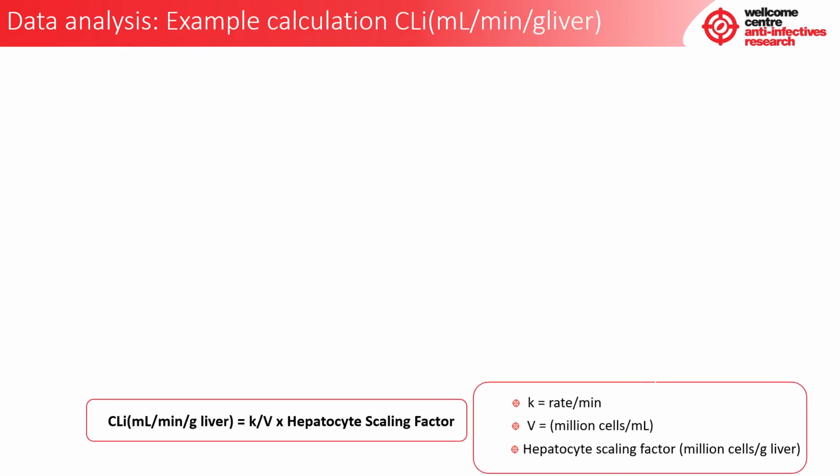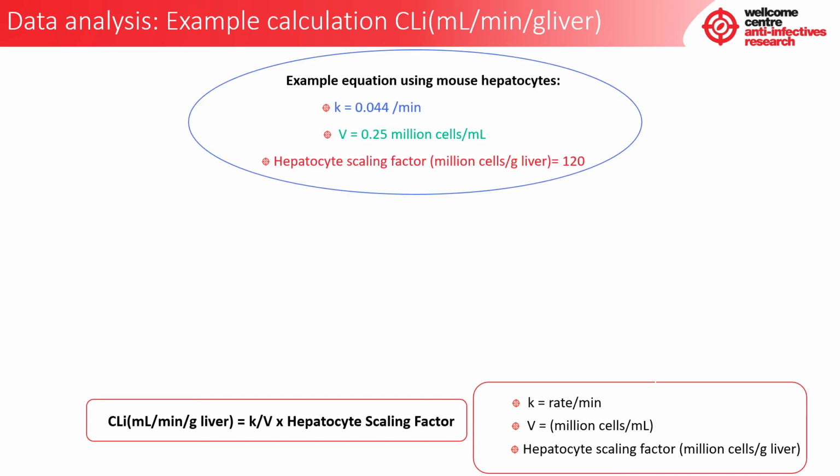Data analysis, an example calculation of clearance in mL per min per gram liver. Below, we have our equation and we have our key. Our example equation uses mouse hepatocytes. K, which was calculated from our exponential decay curve using the data previously shown, was given as 0.044 per min. V is 0.25 million cells per mL, and the hepatocyte scaling factor, as our species is mouse, is 120 million cells per gram liver.